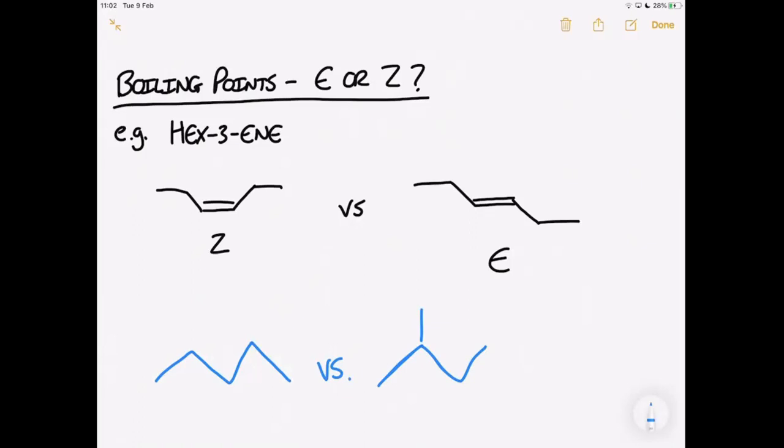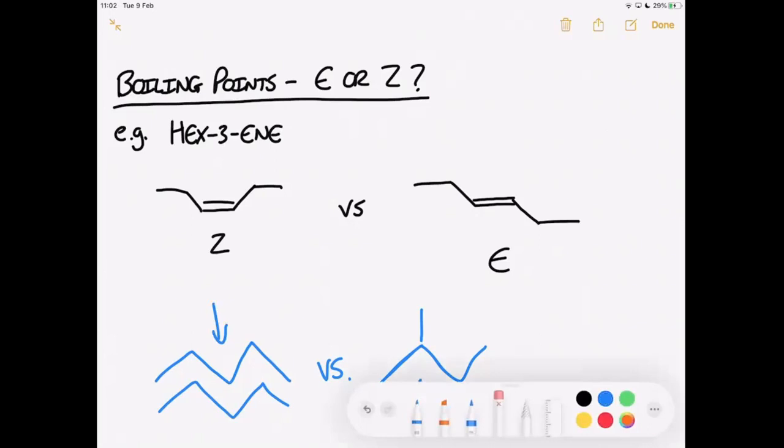So the logic here is the same, right? If you're comparing the boiling points of these, what you're really looking at is how closely the molecules can pack together. And if they fit nice and snugly, because there are no branches, like in this case over here, you're going to get a higher boiling point because you've got more surface area. Closer packing is the phrase we use.